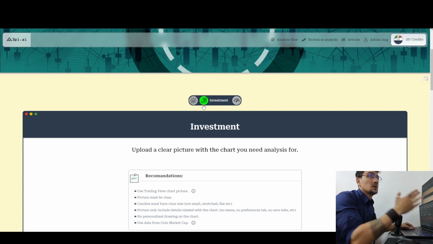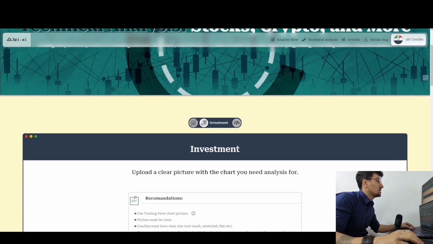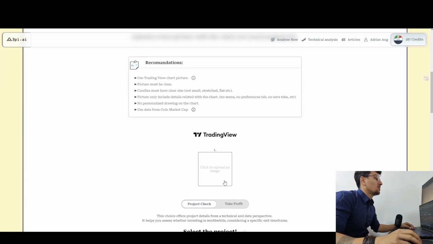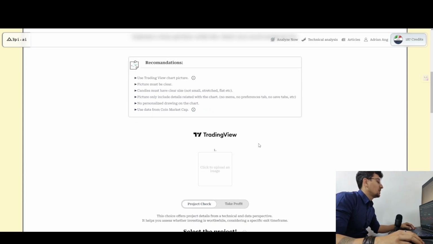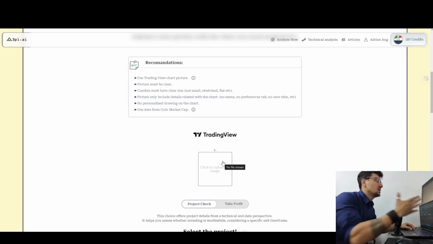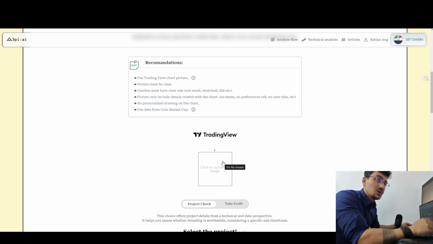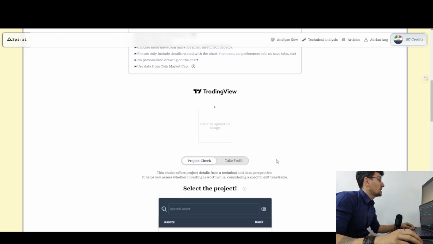and here it is called investment. We come to the bottom and we have a few options to fill. We have a list of recommendations. Using TradingView charts would be the best option. The picture must be clear, candles must have clear size, and a few other details. Now we can see here that we can upload an image. The image we will upload is actually a chart from TradingView, as mentioned.